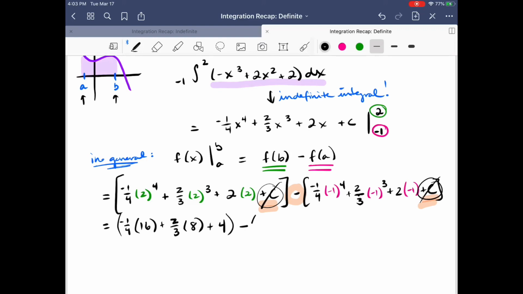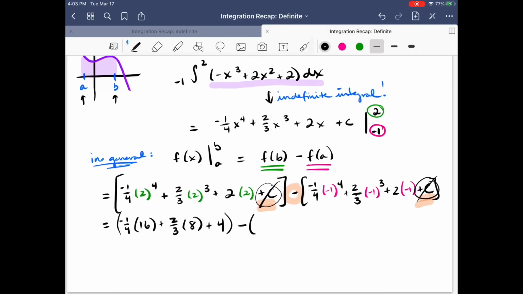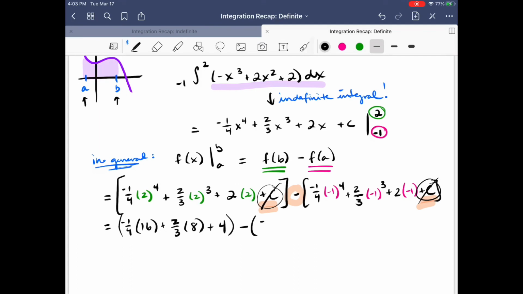My c goes away. So that's sort of my first term. And then I'm subtracting all the stuff in my other brackets here. So I am subtracting -1/4. -1 to the 4th is going to be just 1. 2/3, -1 to the 3rd is -1. 2 times -1 is -2, and my plus c goes away. You have to be careful when we're doing this, because you have to remember our negative sign is going to be distributed into all of these terms.